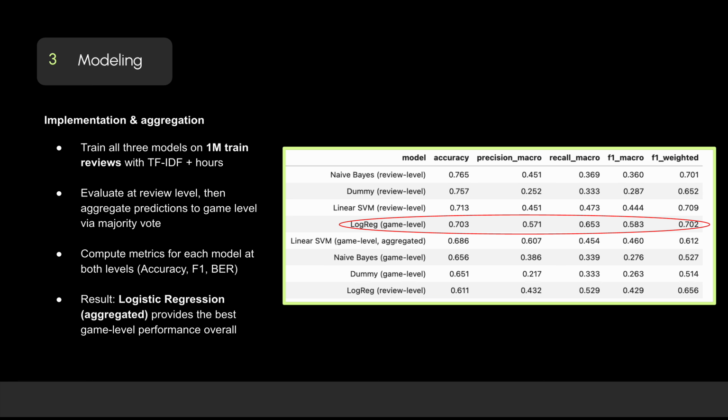So we got the aggregated game level, as we can see in this table, and we actually see that between the game level accuracies and stats, logistic regression is the winner and showing the best trade-off between accuracy, macro F1, and, as we'll see later in section 4, balanced error rate.